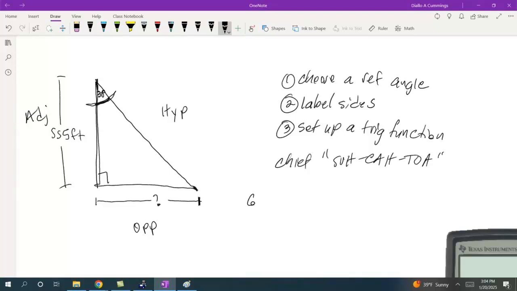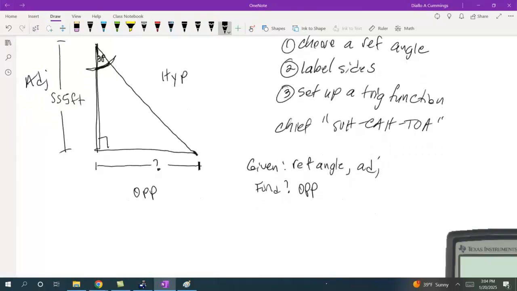So now what are we given? We're given the reference angle and we're given the adjacent. What are we trying to find? We're trying to find the opposite. So I'm looking for a trig function that has both the adjacent and the opposite. So I want to use a tangent function.